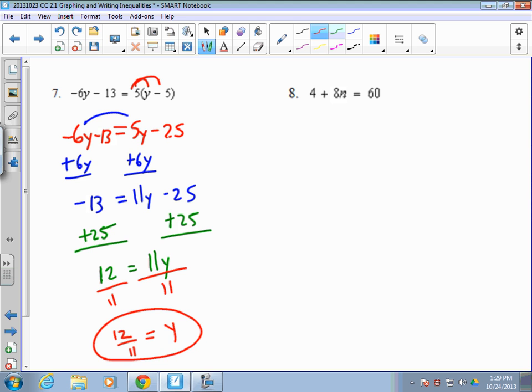Get rid of positive 4 by subtracting it. Do the same thing here. Leaves you with 56 on the right equals 8 times n. Get rid of 8 times something by dividing by 8. Do the same thing here. N is 7.